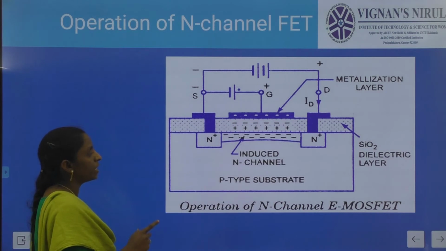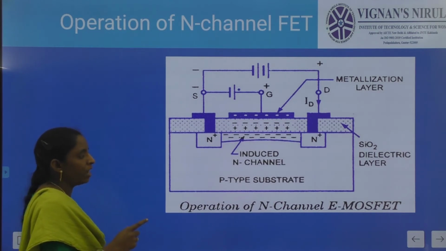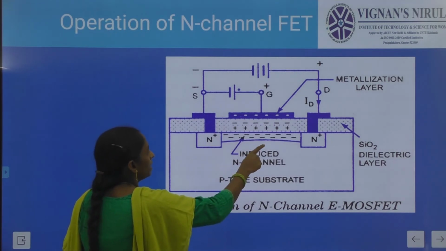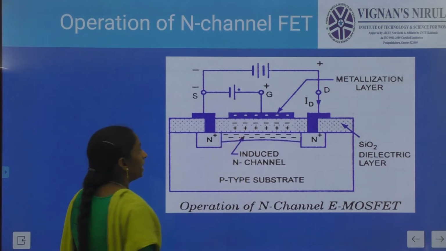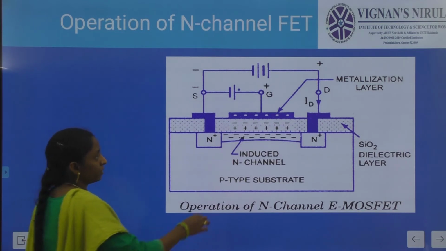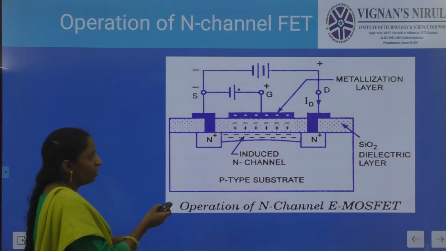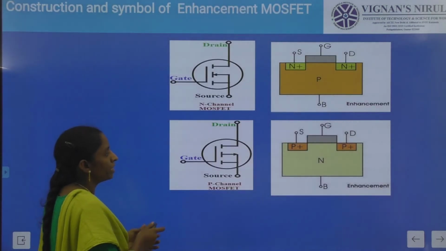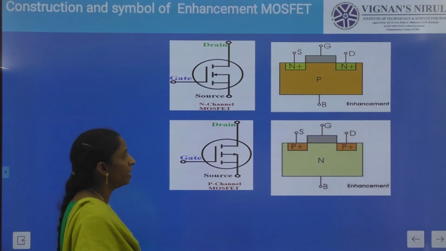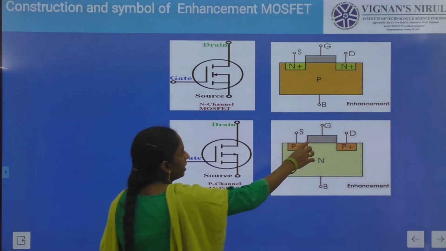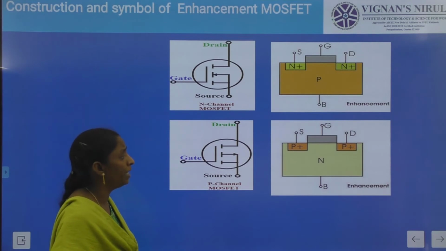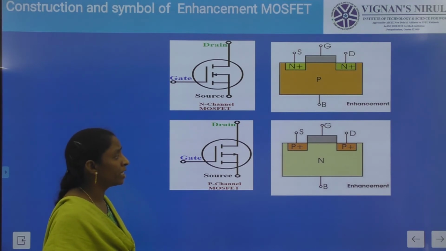If you consider P-channel enhancement MOSFET, here we are taking P plus regions. So we should apply negative voltage to the gate. If you see the construction of P-channel, this is the construction of P-channel enhancement MOSFET. What is the gate? The gate is negative, so we apply negative voltage to the gate.